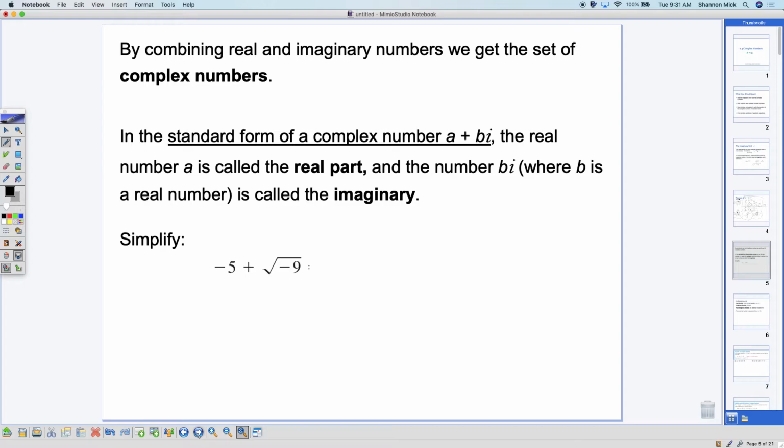By combining real and imaginary numbers, we get complex numbers. Complex numbers in standard form are a plus bi. A is the real part. Bi is the imaginary part. It must be written that way: real plus or minus imaginary. Your imaginary cannot be in front.